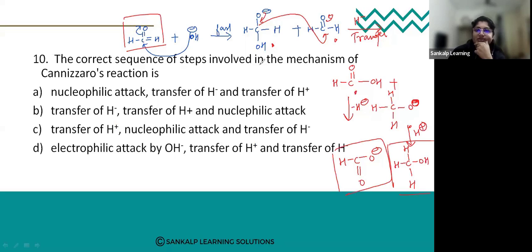So what are the steps involved? First, a nucleophilic attack takes place. Then the hydride ion is transferred, and then the transfer of proton takes place. So yes, option A is the correct answer.